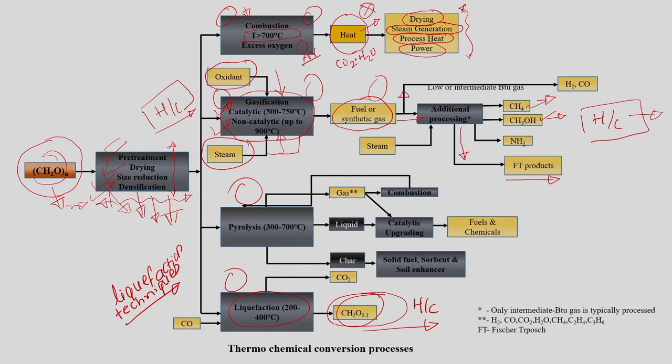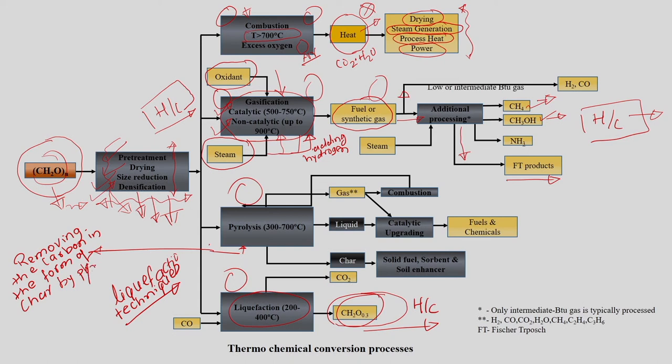as an oxidizing agent, by adding hydrogen into the gasification system in the form of steam, and it can lead to an increase in the hydrocarbon ratio. Similarly, by removing the carbon in the form of char by the pyrolysis process, so by removing the char from the pyrolysis process, it also can increase the hydrocarbon ratio of the fuel or the chemical which is obtained from the pyrolysis of the biomass.